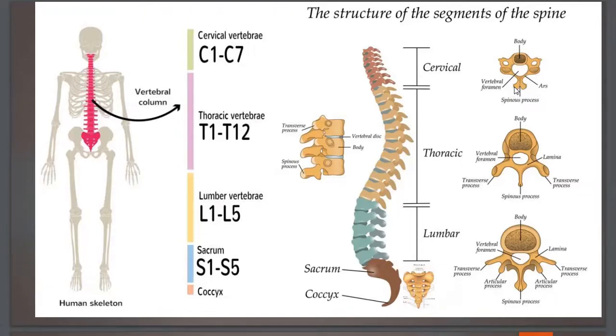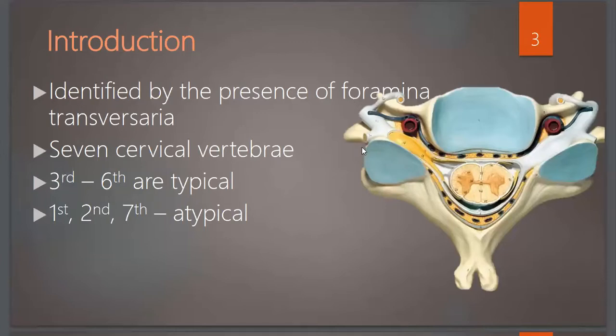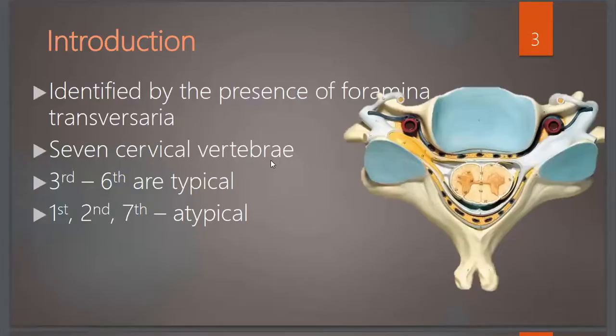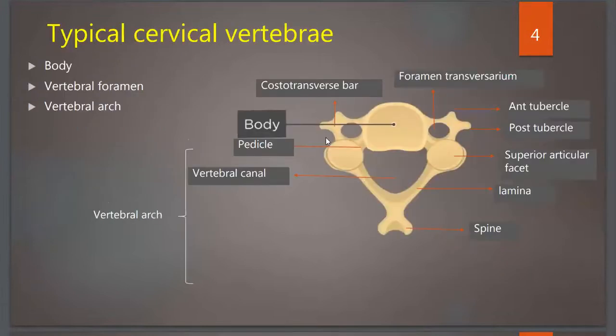Now coming to this introduction part, generally the cervical vertebrae are identified by the presence of the foramen transversarium. It is very well shown over here. So 7 cervical vertebrae we have, third to sixth are typical, first, second and seventh are atypical. Now let us see the parts of a typical cervical vertebra.